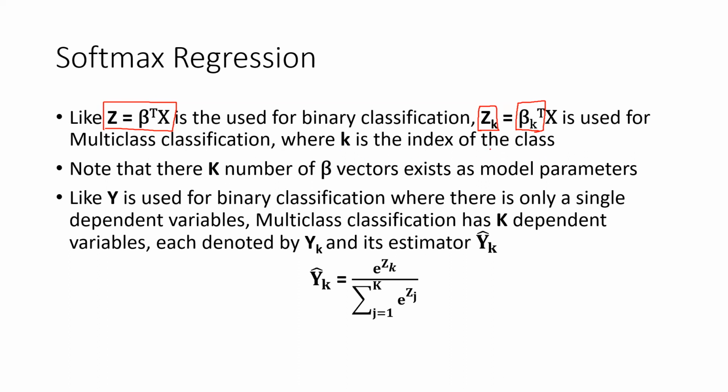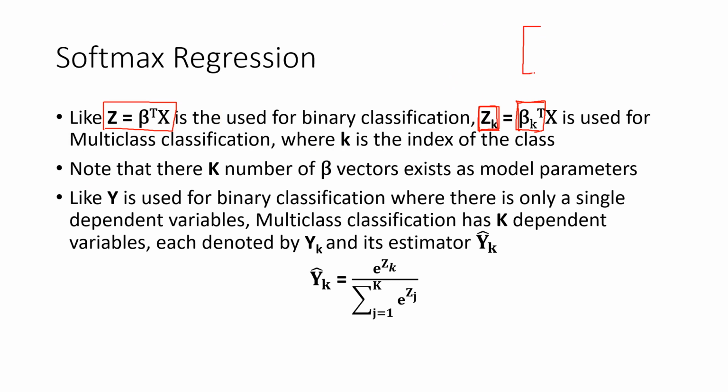There can be multiple classes, more than two, right? So this k represents the index of the class, and beta k is the vector relevant to that particular class k, and it has to be multiplied by dot product with the x vector, and it will result in a z value. Because there are many classes, there are several z values, one relevant to each class, right?